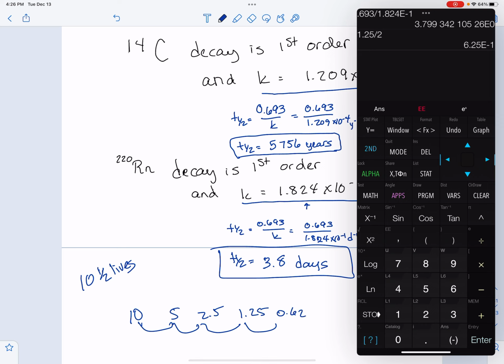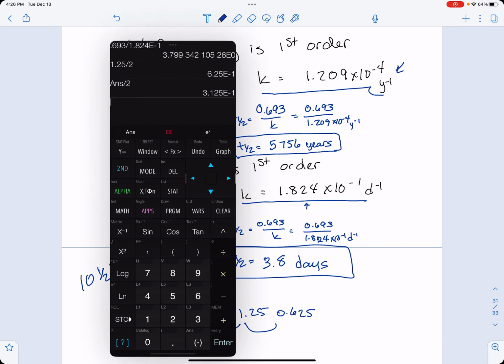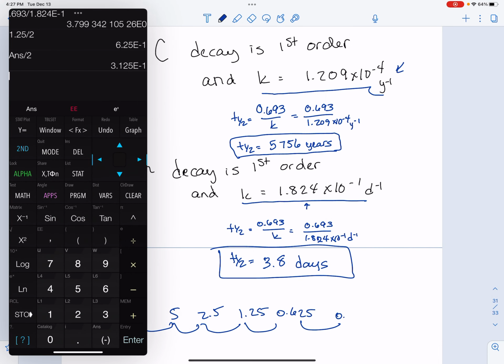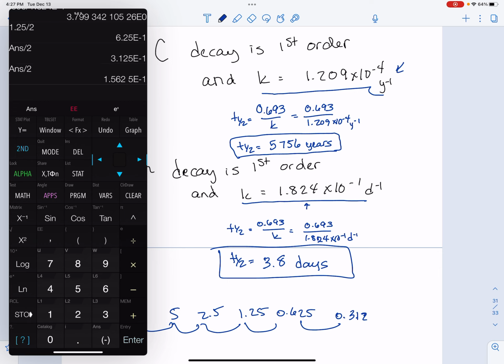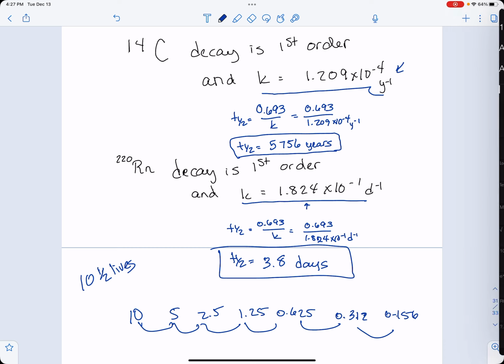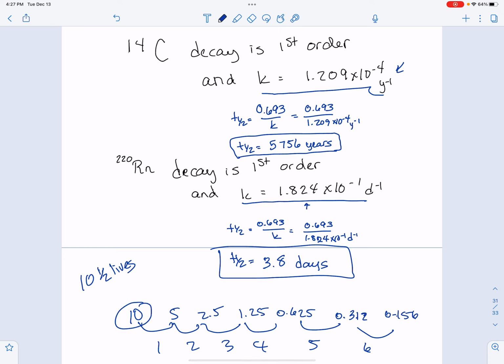0.625. Then divided by 2 gives me 0.3125. Divide that by 2. And so then that gives me 0.156. Let me see if I've done enough yet. So this is 1 half-life, 2, 3, 4, 5, 6. I've only done 6 half-lives, but look, do you see how far along we've come in the half-life? We're down to this 0.156.